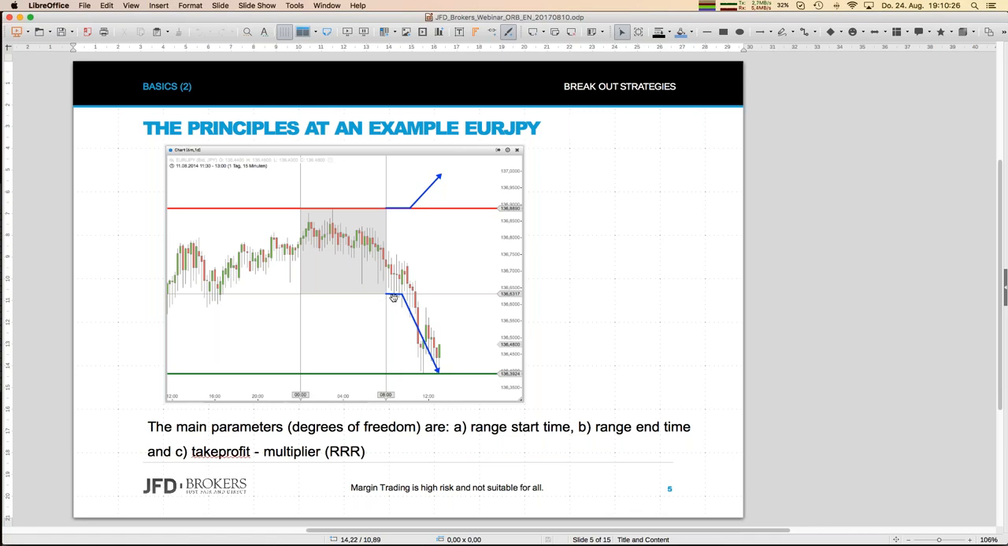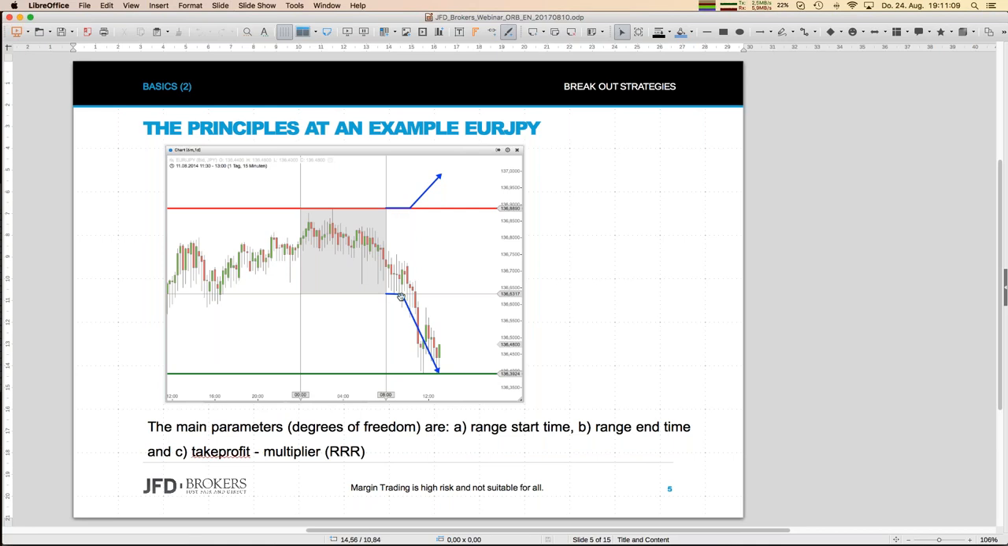What we now do is we place two orders, one buy stop order at the upper limit and one sell stop order at the lower limit, at that point here. So we have now two pending orders, both stop orders, buy stop and sell stop, and now we simply wait. In case one of those two orders is triggered, then we cancel the other one, which means we have an order situation which is called OCO, one cancels the other.